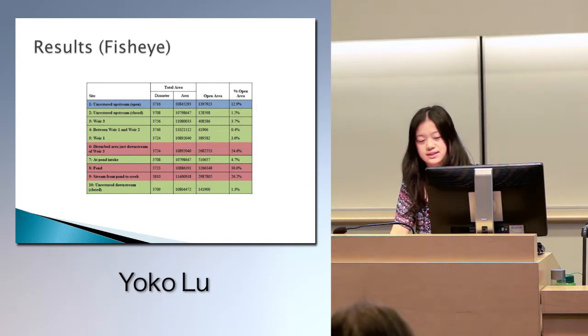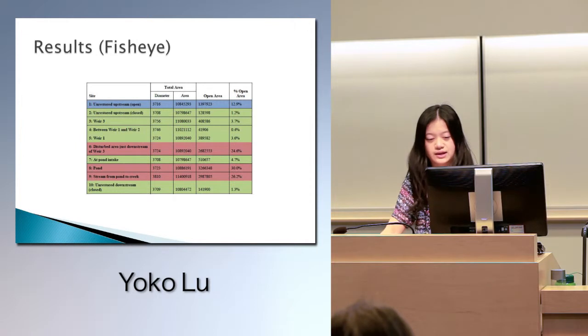So as you can see, the disturbed areas have a higher percentage of open area. So that means there's less area for the fish to hide. And because there's more open area, there's higher temperature to heat up the water, and it can also be really unideal for salmon. And also more sunlight goes into the water, so it can also heat up the water.